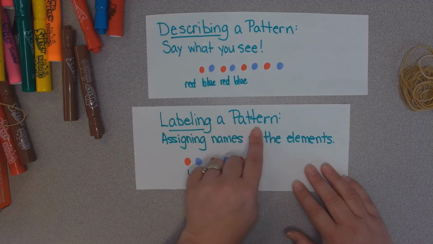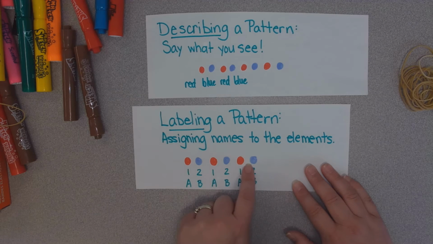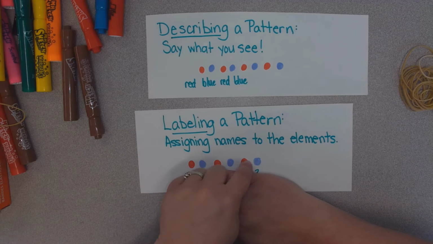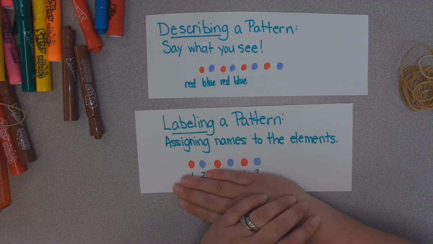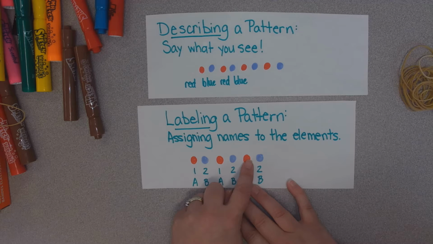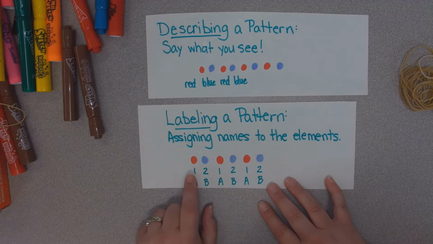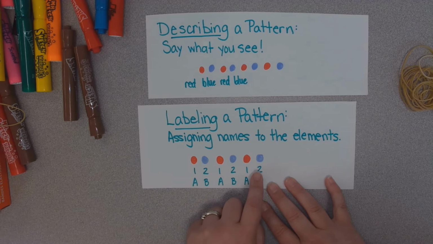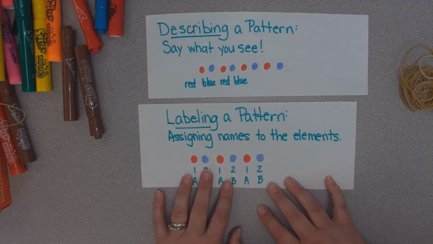Okay, so labeling a pattern means assigning names to the elements. Each one of these is an element, okay? And what we're going to do is assign names. So if I had made the same pattern, red, blue, red, blue, red, blue, I could assign names with numbers or letters. If I chose numbers, it would be 1, 2, 1, 2, 1, 2. If I chose letters, it would be A, B, A, B, A, B. And I want you, when you're labeling, to either choose numbers or letters for this part, okay?